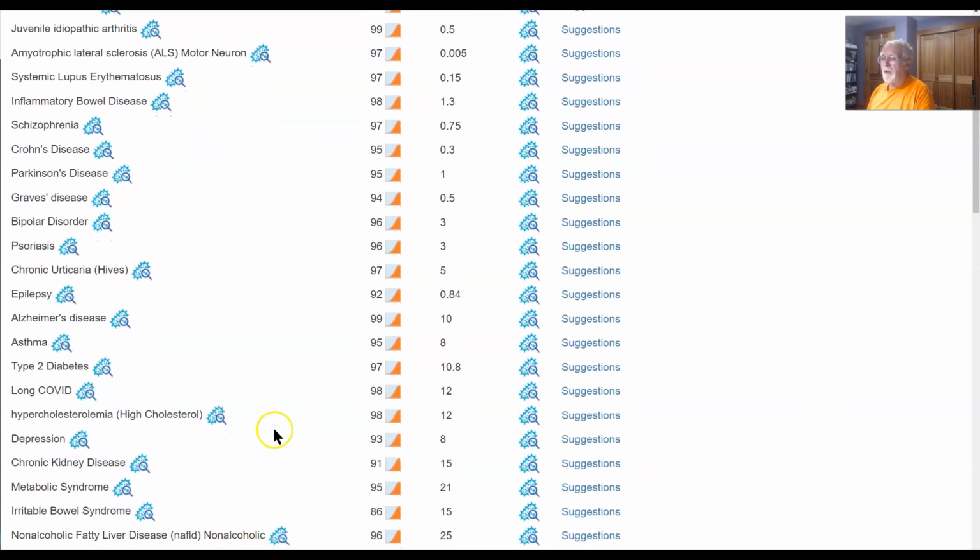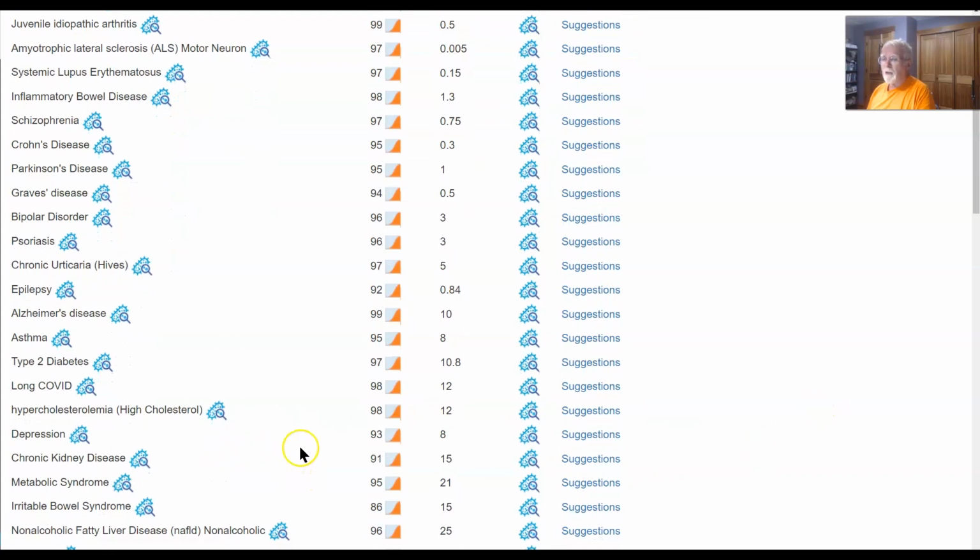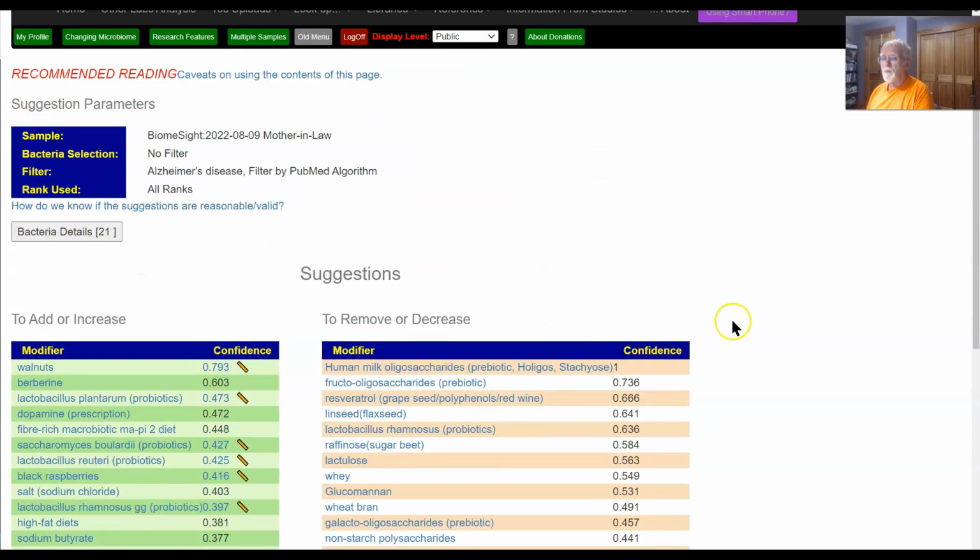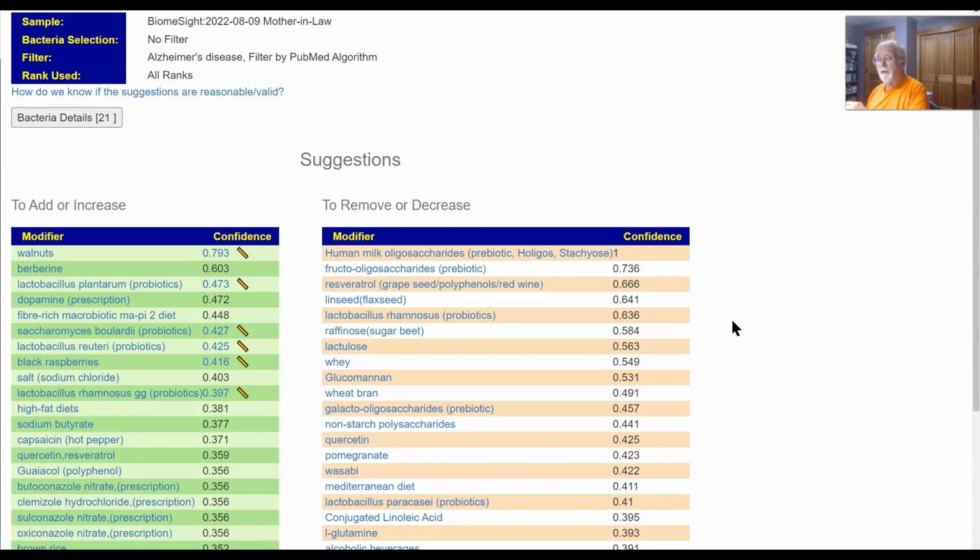So we could say, okay, wait a minute, what do we have a good match for? We have Alzheimer's disease. So what we can do is just click here, and we'll end up getting suggestions, which means we filter the bacteria to only those which are reported in PubMed studies and which show the same type of shift. As in, if it's higher, then are their values higher than the values which we have, or lower, and we see a variety of things being suggested.